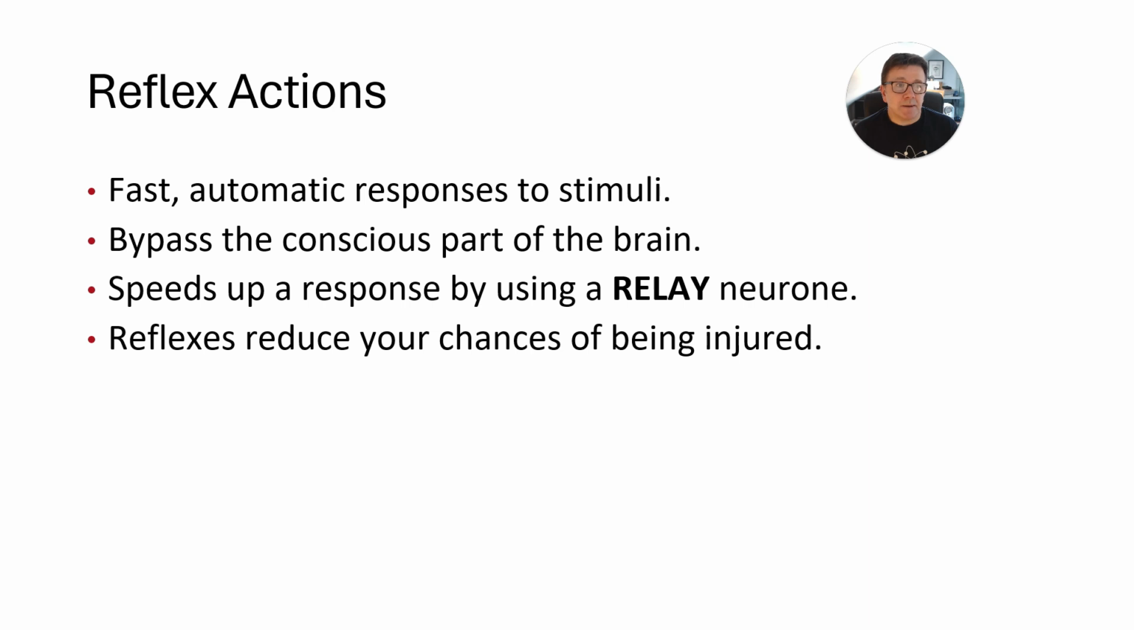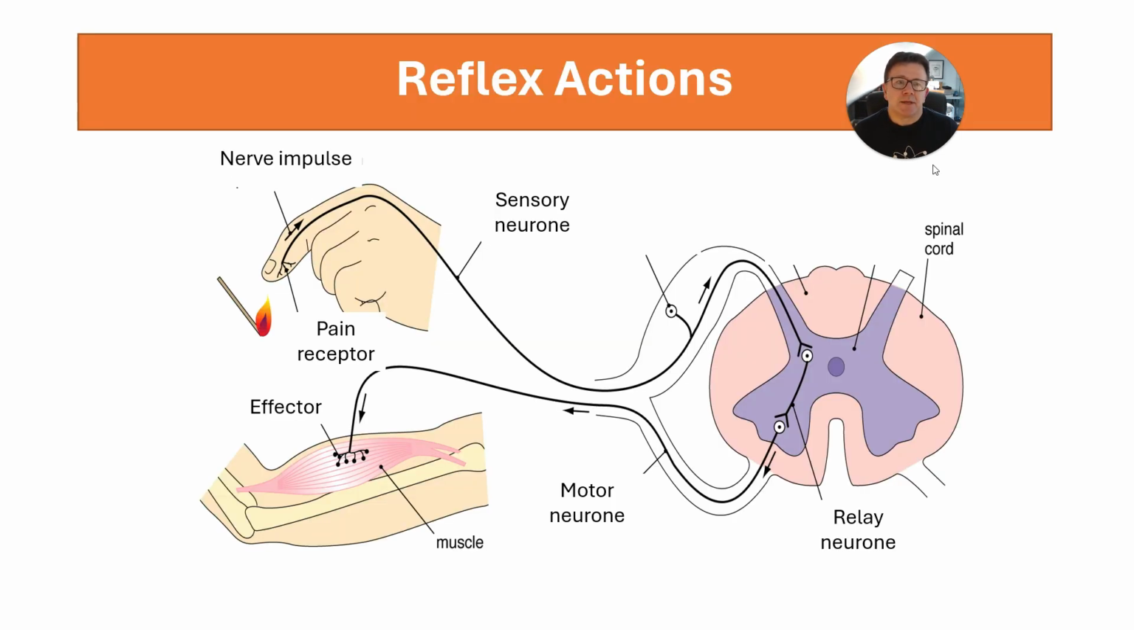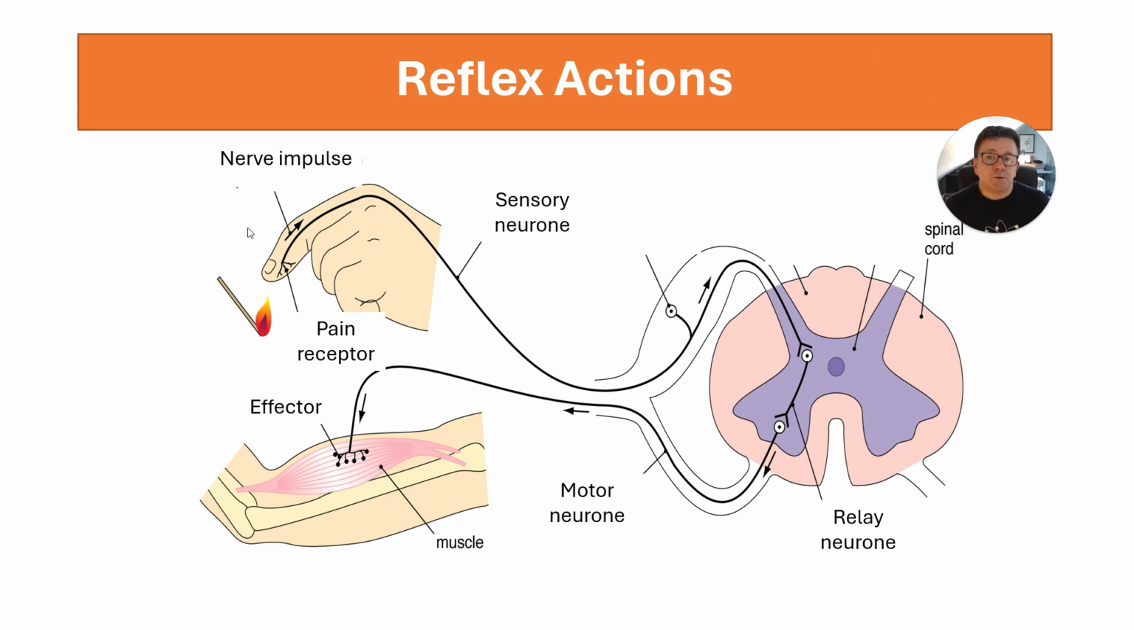Reflex actions didn't come up. So again, very popular. Fast automatic responses to stimuli, bypasses the conscious part of the brain, speeds up a response by using a relay neuron, and reflexes reduce your chances of being injured, so it's protective. You might have to label the parts.